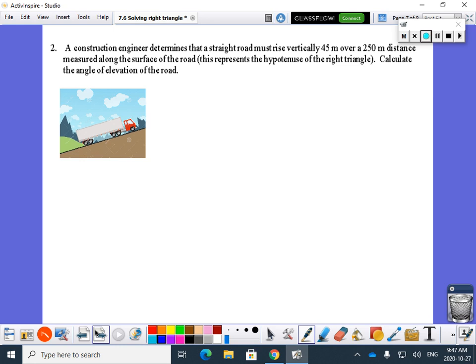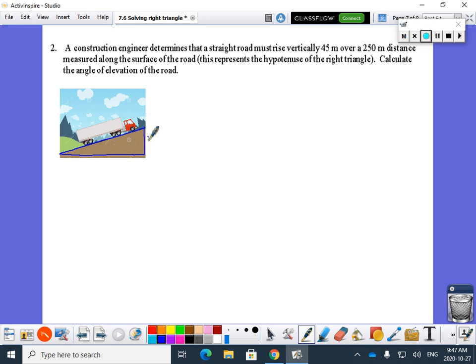So, it says, straight road must rise vertically 45 meters. So vertical looks like this, right? So if we have this, this, and this, yeah, I think I did draw that. So I'm going to do that. Which side am I going to label 45? If it says it's vertical 45 meters. The right side. Okay, so that's the first step.